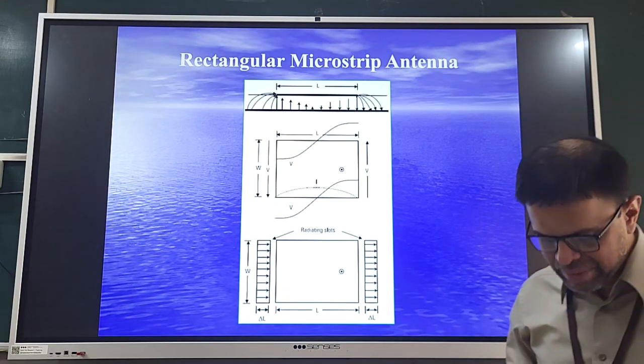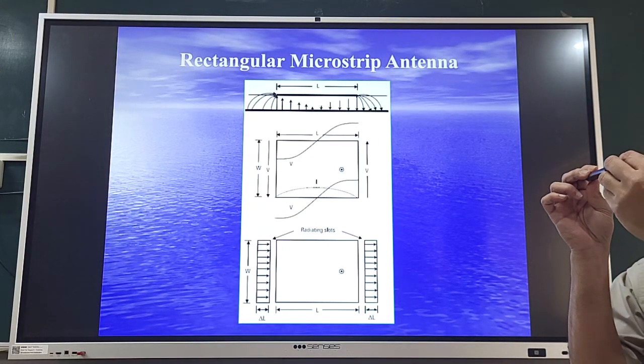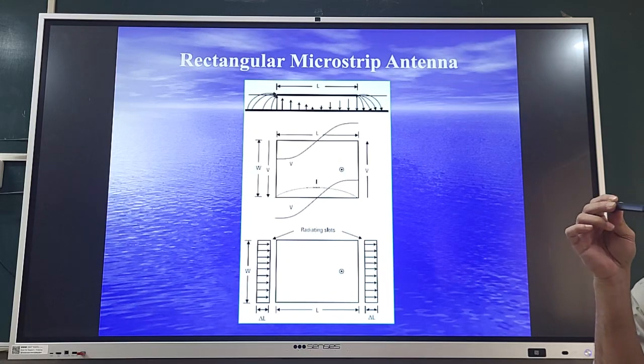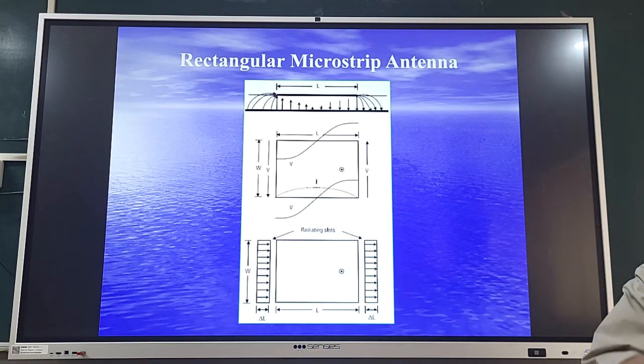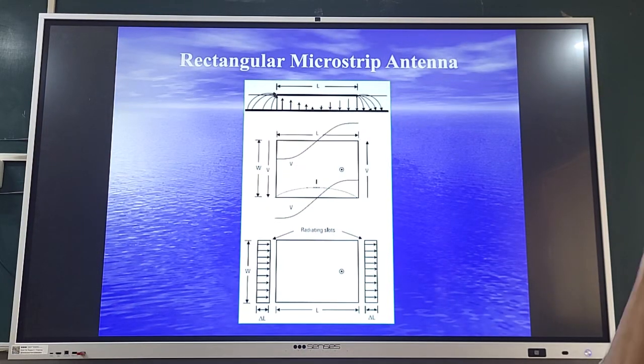It is something very similar to a wire. If you have a thicker wire, then the amount of fringing from that area will be larger, and the amount of fringing area will be smaller if you have a thinner wire. Something very similar to that. Here the width of the patch changes the fringing.